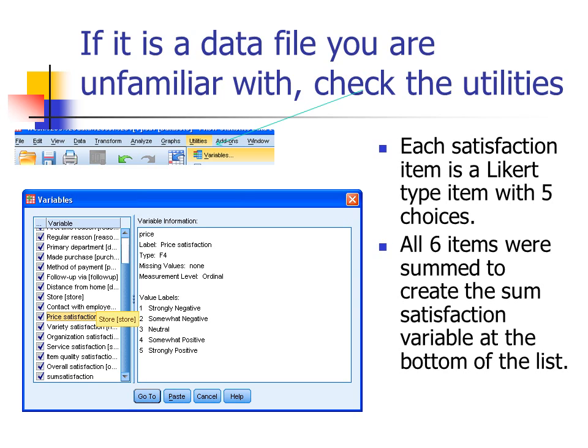If you're working with a data file that you're unfamiliar with, you can use something called the utilities. At the top toolbar there, you see utilities, and you scroll down to variables, and you can then see this box appear. It lists all the variables in your data set, and if you click on one, like I clicked on price satisfaction, it tells you how it was coded. And here you can see that it had 5 choices. It's a Likert item, which is bipolar. It goes from strongly negative to strongly positive.